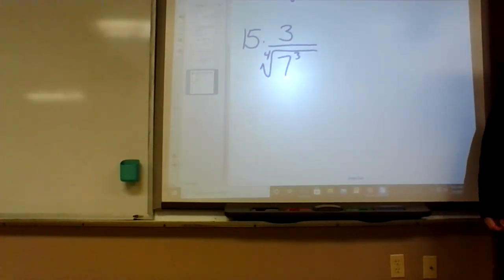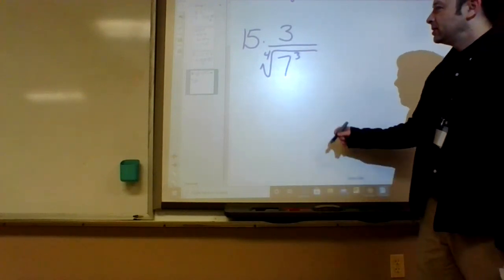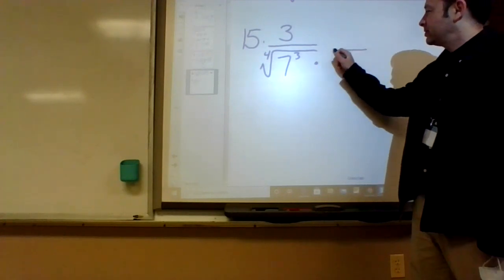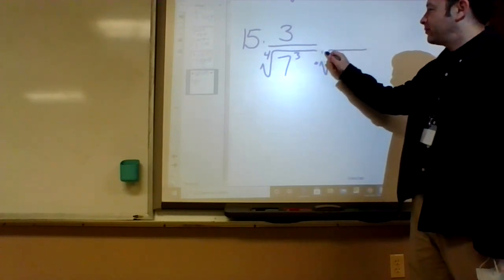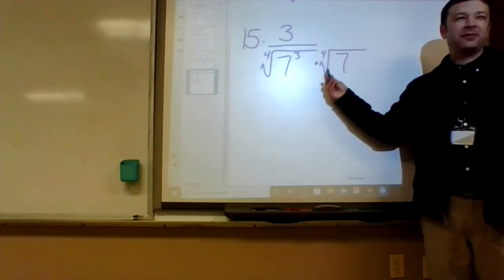This one's kind of a challenging one. How can I get rid of the radical? It's a 4th root, so multiply by the square root of 7. Close. I think you had the right idea, but you said it wrong. Why would I multiply by the 4th root of 7? Because that would make it 7 to the 4th.